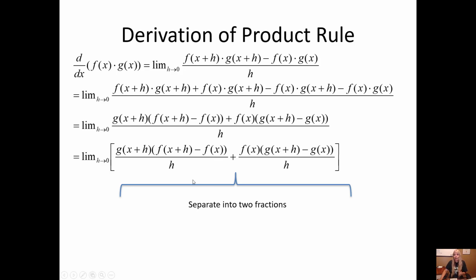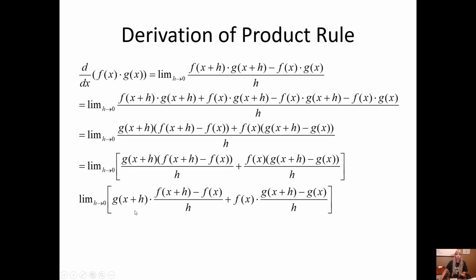So I separated this into two fractions, and then I kind of pulled this g of x plus h out front. That is exactly the limit definition. I pulled the f of x out front. That is the exact limit definition, okay, for two different functions. So here, notice if I let h go to 0, that just becomes g of x. That is the limit definition. That is the actual definition of the derivative.